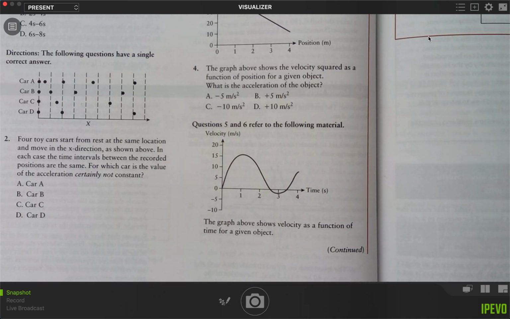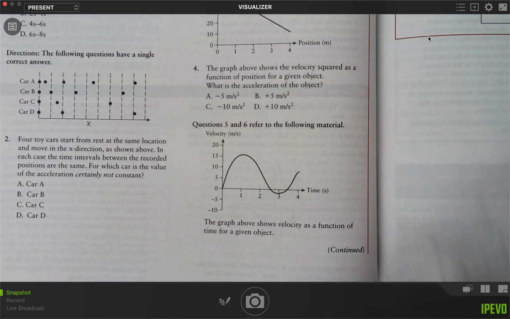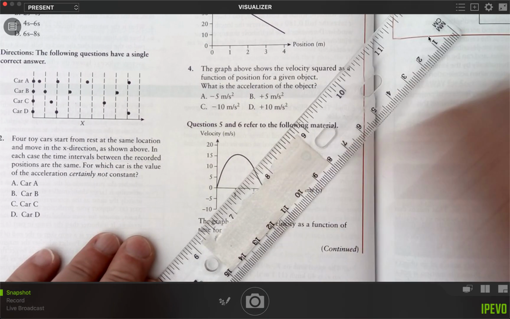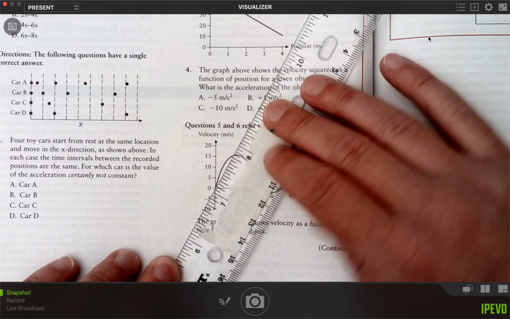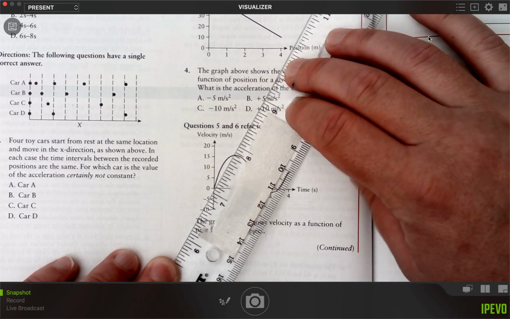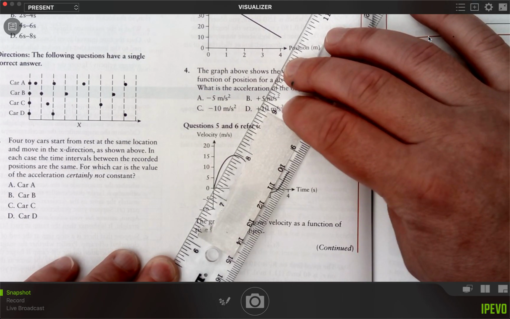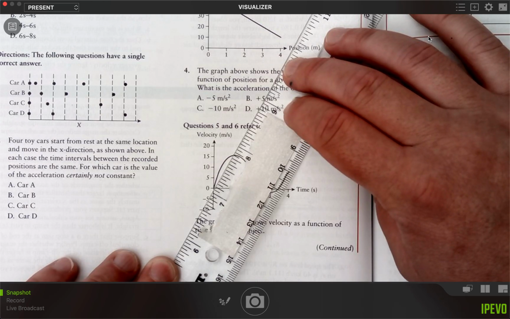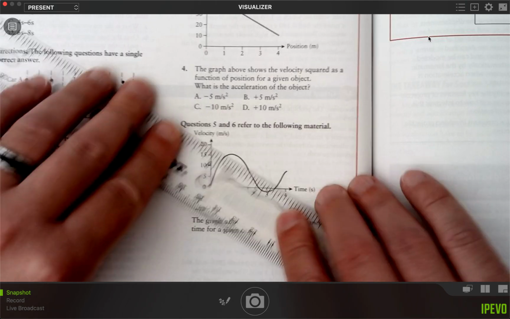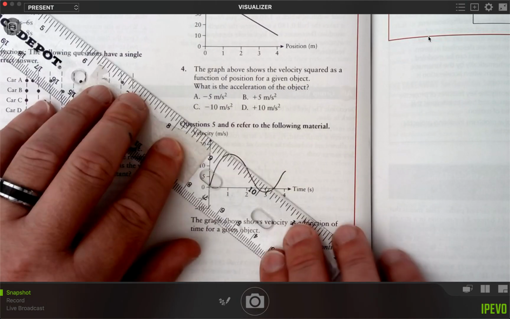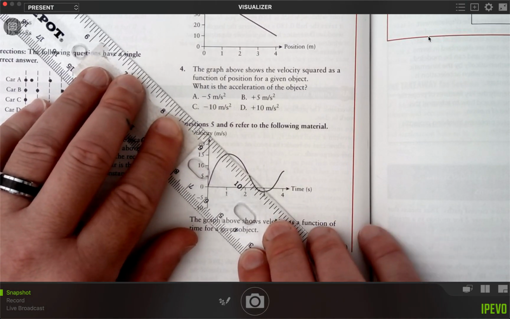And then for number 6, we're looking for the time interval in which the object has the greatest acceleration. Well, once again, we're going to look at a slope. So here I just take my straight edge and I want to go between 0 and 1 second. Between 0 and 1 second, I have a really steep slope. That is my acceleration there. Now if I go between 1 and 2, I'm going to have a slope that's slightly negative.